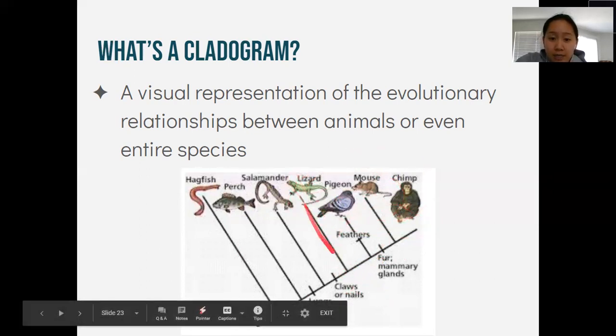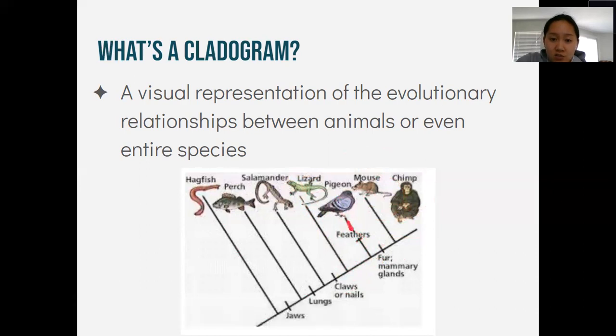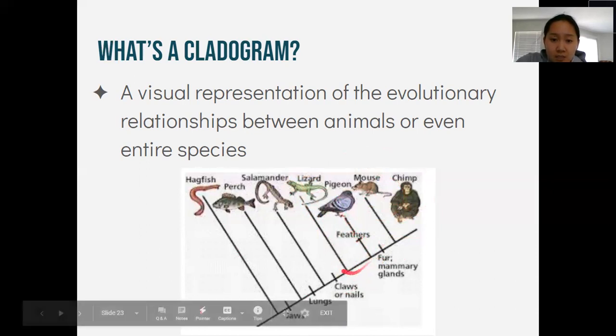And then lizards are going to branch off because right here we have a node that says feathers, right? That means these are pretty equally related to these because they branch off around the same point before any characteristics. But pigeons are special because they have feathers. So they're a little bit different from lizards. And then once you get fur and mammary glands, you can either get mice or get chimps.